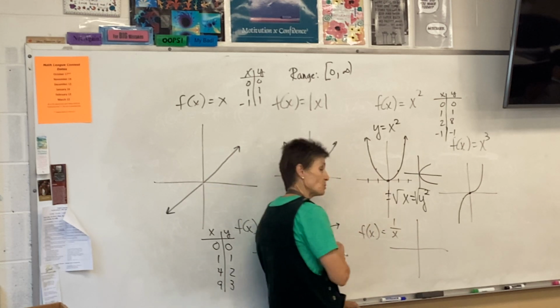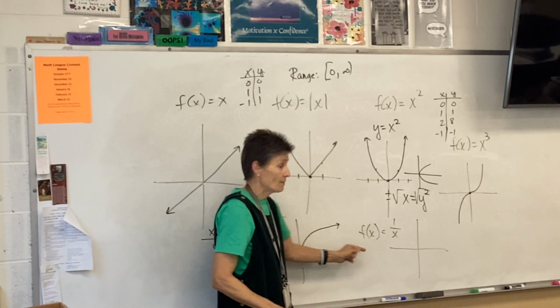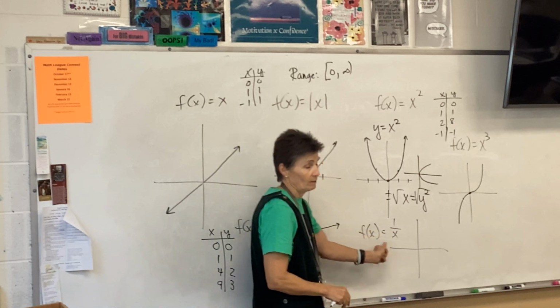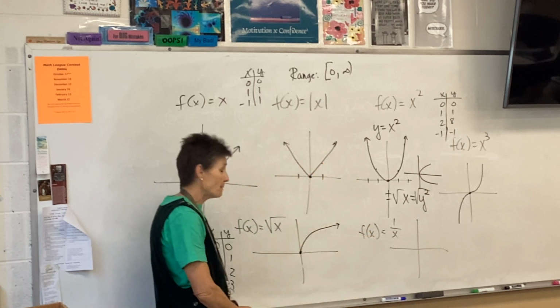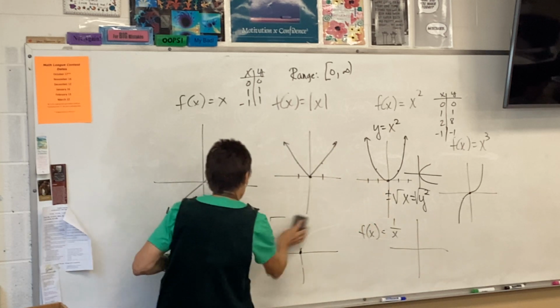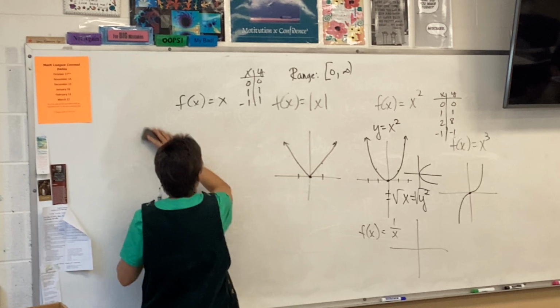Okay, anybody know what this one looks like? This is called the reciprocal function. This is the square root function. This is the reciprocal function. Anybody know what it looks like? Think about that for a second. What do you notice about it?